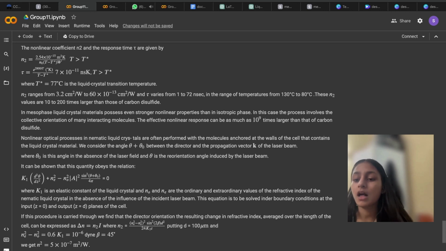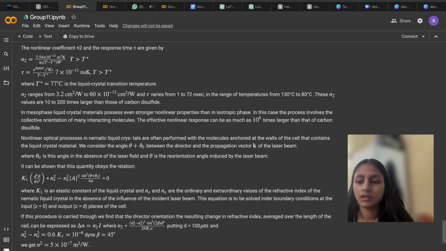By examining how theta and theta naught change under the influence of laser field, researchers can gain insight into the complex interplay of molecular orientations, which is essential for developing advanced optical devices and displays.